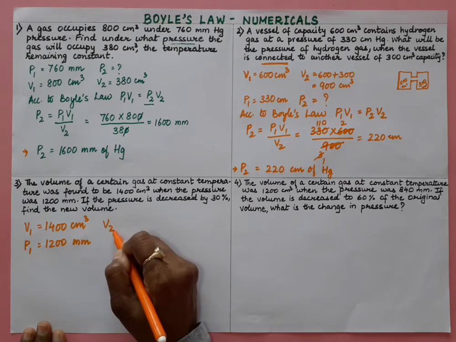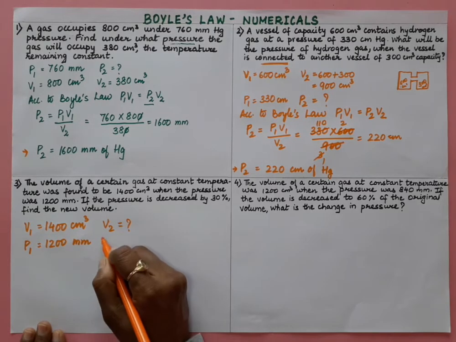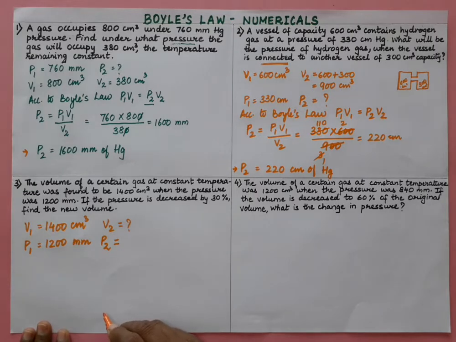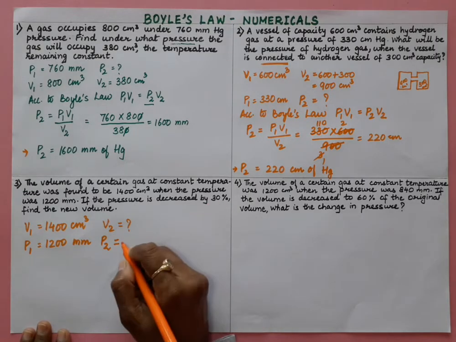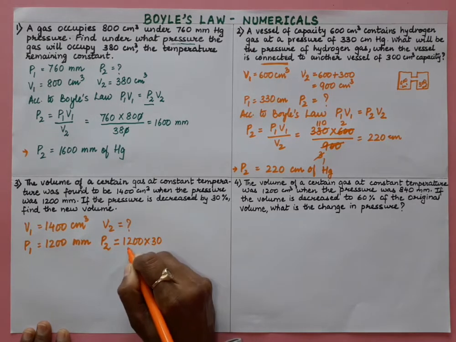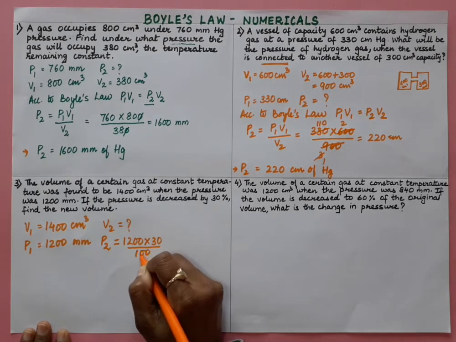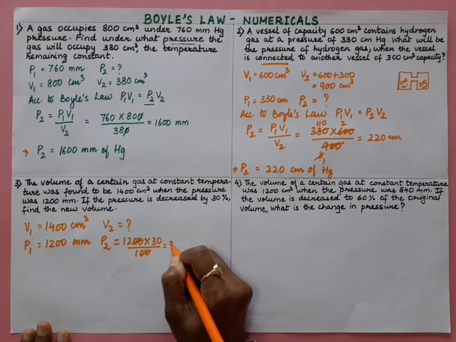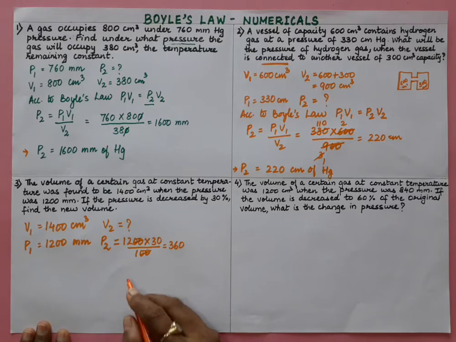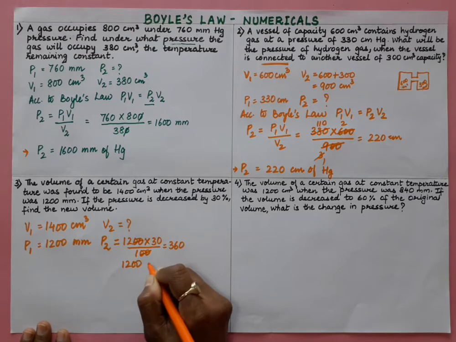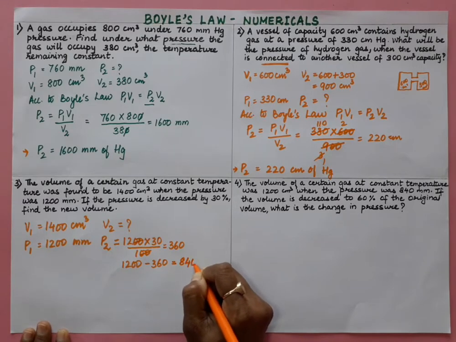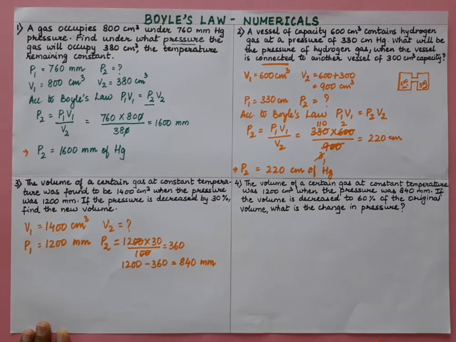So we don't know what is V2, but for P2, the final pressure, you have to take it decreased. So 1200 pressure is decreased by 30%. So first calculate the 30% of 1200. So it is equal to how much? 360, right? But 360 is decreased. So you have to subtract 1200 minus 360. So what is the pressure? 840 mm is the pressure, P2.